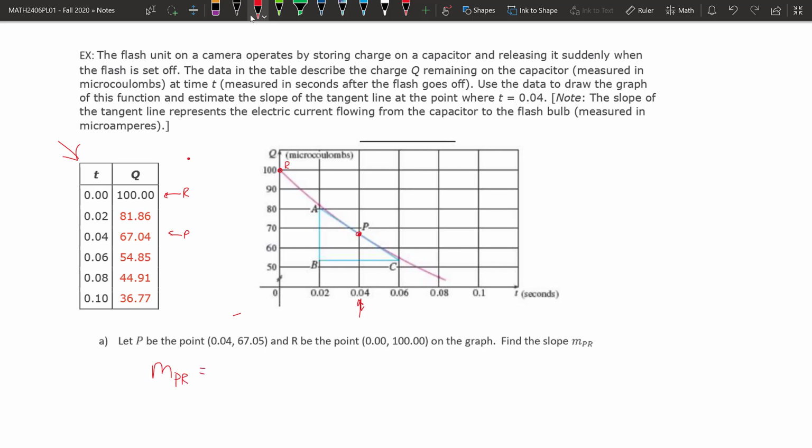Now we remember that the slope is the change in y over the change in x. So we can do this as 100 minus 67.05 over 0.00 minus 0.04. Plug that into my calculator and I'm going to get negative 824, and the units on top are microcoulombs and on the bottom are seconds. So negative 824 microcoulombs per second. That is the slope of the line that goes from R through P. Now, that's not exactly the tangent line. That's the secant line, right?